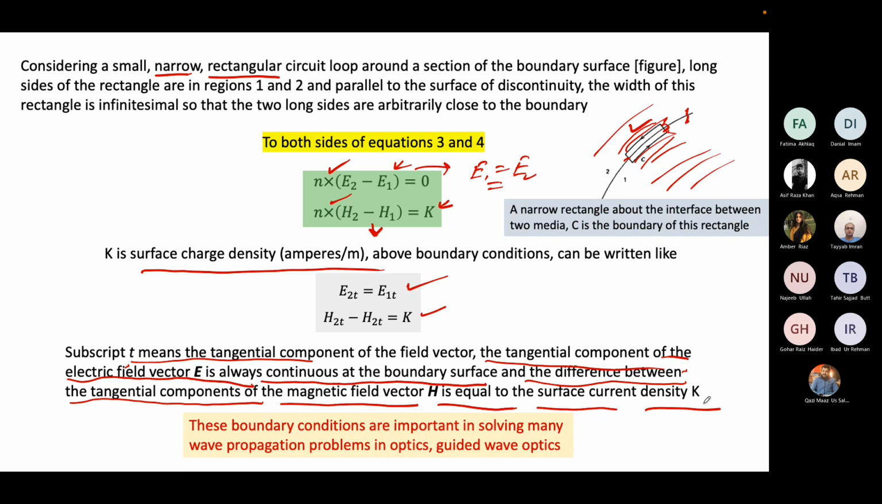And these boundary conditions are very important in solving many different kinds of wave propagation problems in optics, guided wave optics, or any other kind of electromagnetic waves. It can be microwaves, it can be radio waves.